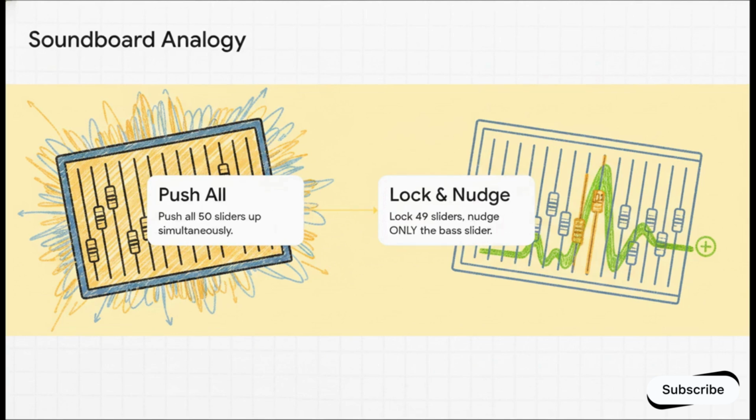But now look at step two. You lock 49 of those sliders perfectly in place. You tape them down. Then you nudge only the bass slider by just a millimeter. If the mix improves, boom, the partial derivative for the bass is positive. That is the exact human, non-math equivalent of isolating a variable. You nudge one thing, hold everything else constantly in place, and measure the change.